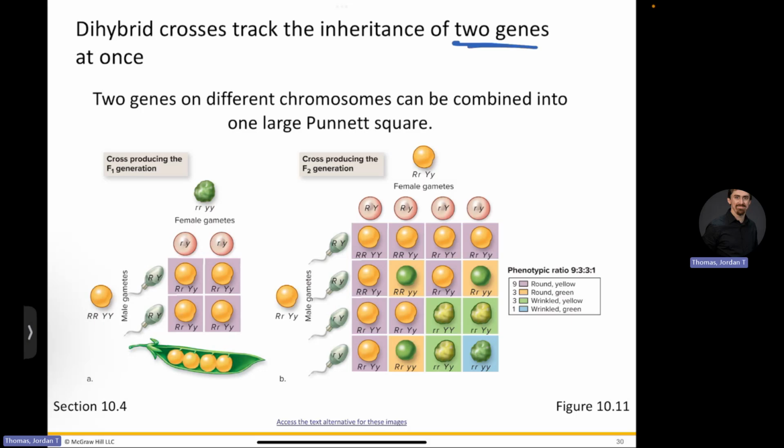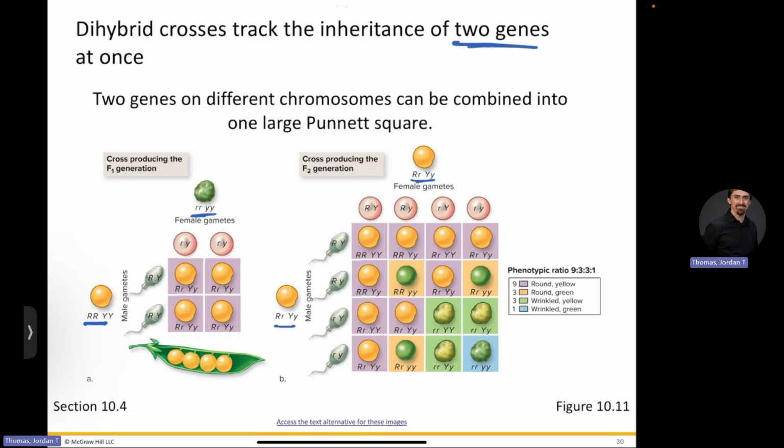So all we did in the beginning is we just looked at one trait at a time. But now you'll notice we're going to have two different genes we're looking at for all these individuals, with big Y and little y, the Y's being for color, but we also have R now. R is for the shape. Big R is round, that's the dominant allele. Little r is wrinkled, that's the recessive.